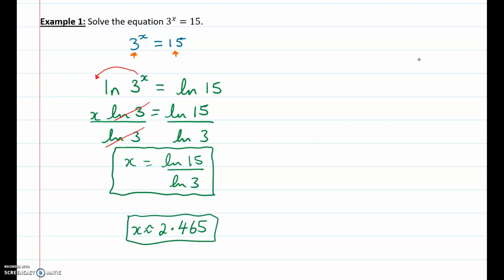So again, it depends on how you want it. If you want the precise answer, then this is what you're looking for: log of 15 over log of 3. If you want your answer estimated to a certain number of decimal places, in this case 3 decimal places, this is the answer. Remember, this one is an approximation or an estimate. This one is the precise answer.